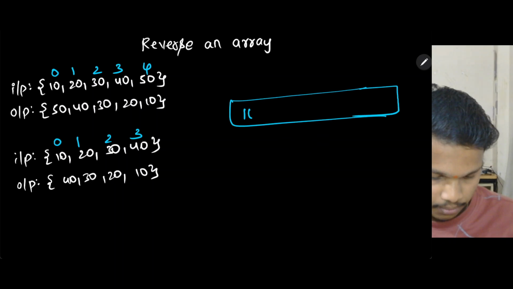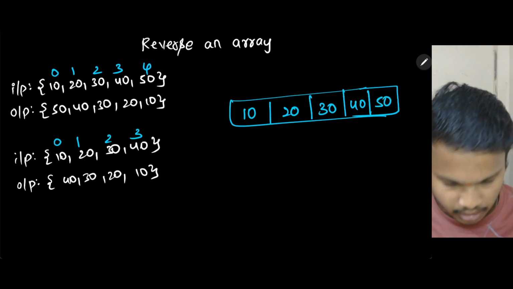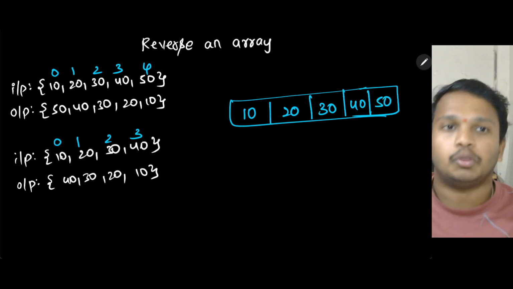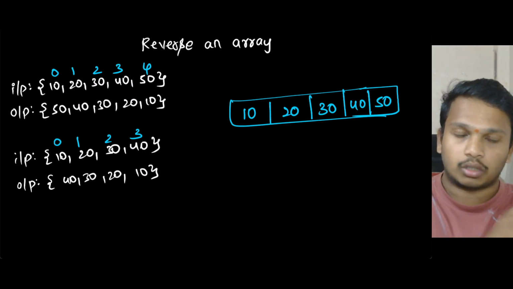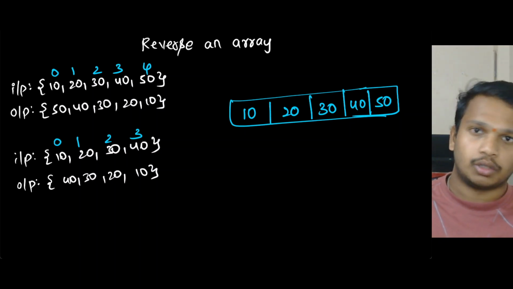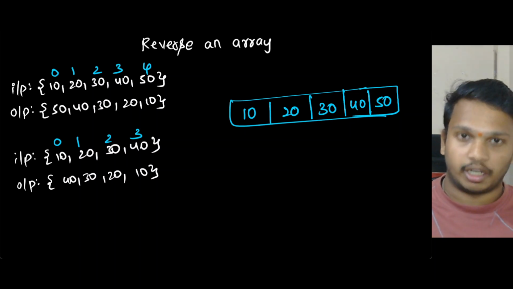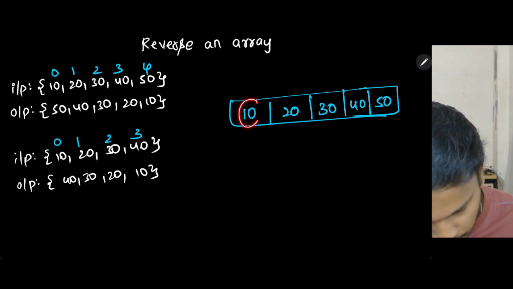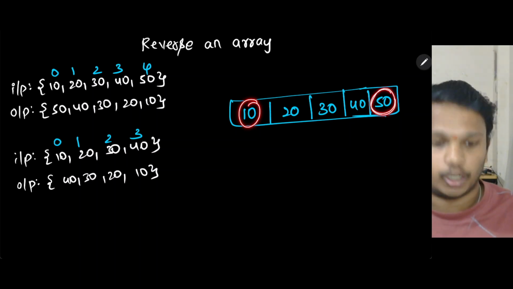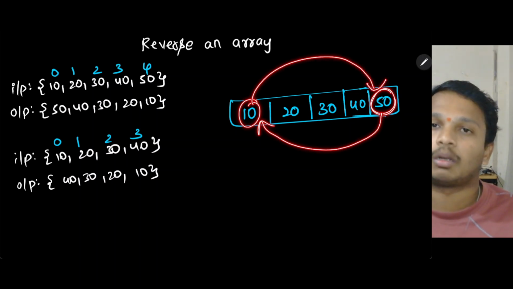For example, if the elements are 10, 20, 30, 40, 50. Okay, these are the elements. Here I am using the swap logic. Swap means just changing two values, interchanging two values. For how to swap two values, you can observe my video on my channel. I hope you know how to swap two variables. Now I am discussing based on that. See here, observe very carefully. First, we are going to swap the outermost two elements. Okay, outermost two elements.